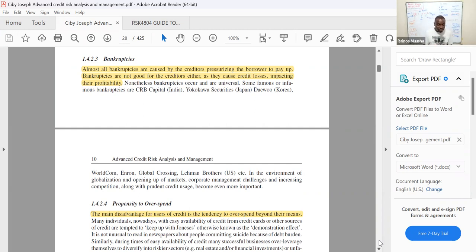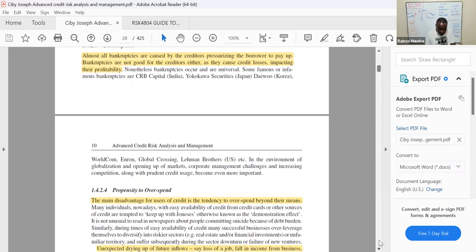mainly because usually the reason why a company is declared bankrupt is that they are not in a position to meet those obligations. Which means that for every rand that the supplier of credit has lent out to the borrower, they are going to be expecting to receive less. Because of bankruptcy, they would be receiving less money from what they lent, which means that this is going to result in credit losses to the supplier of credit as well.